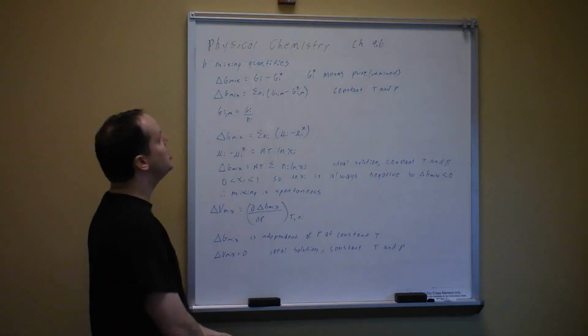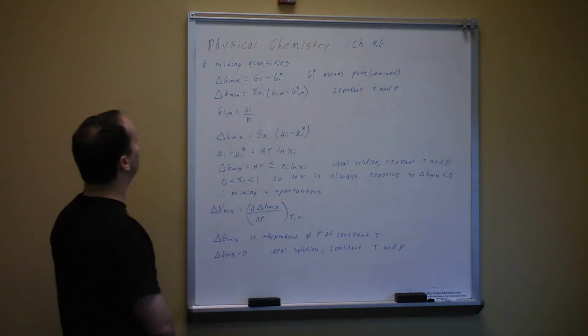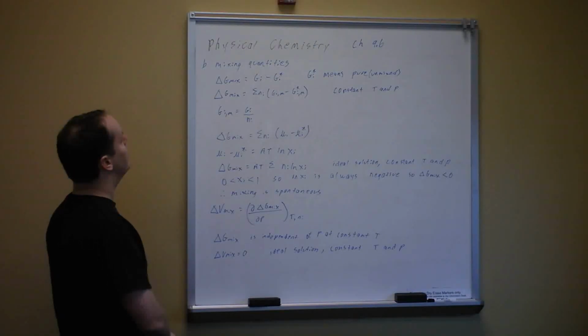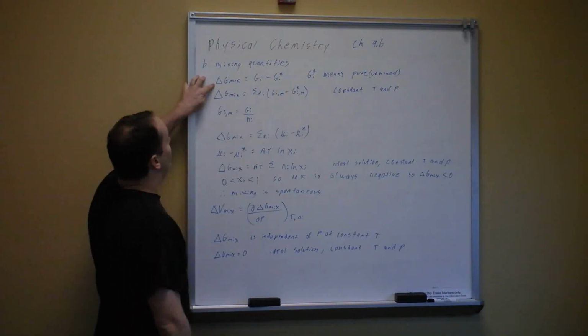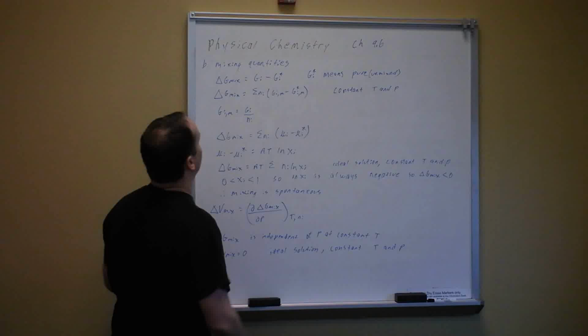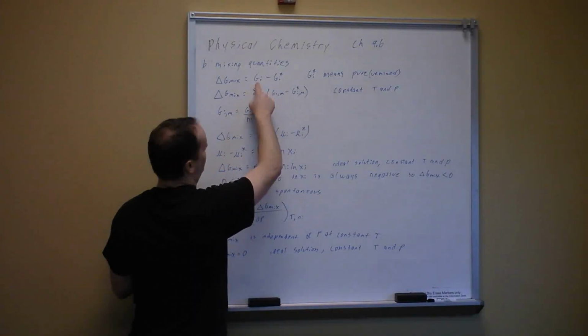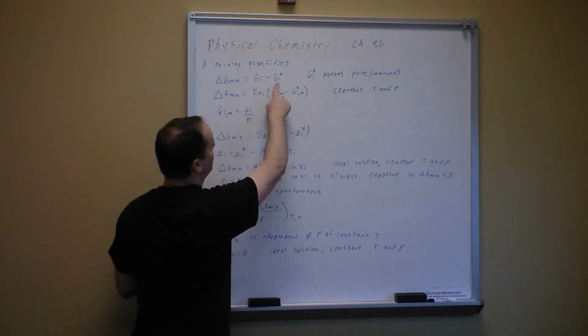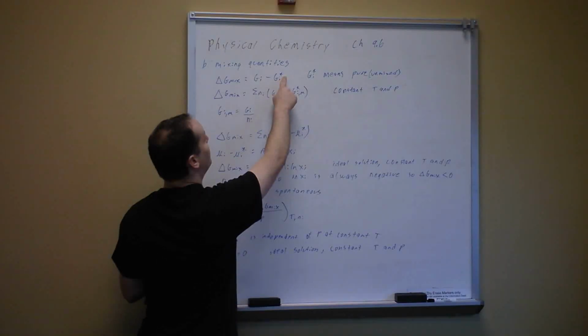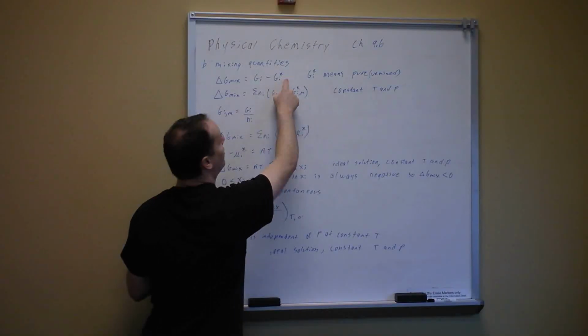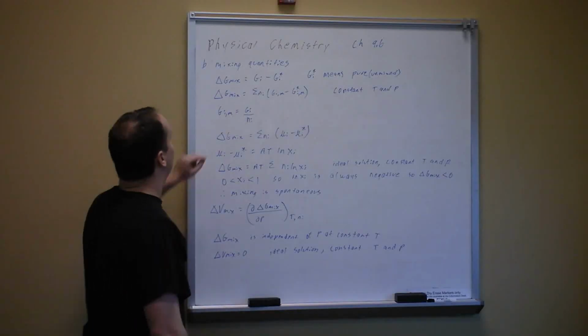We're in Physical Chemistry, Chapter 9, continuing Section 6 now. Now we're going to talk about mixing quantities. So let's say we have the change in Gibbs free energy for mixing. That's just the Gibbs free energy of substance i after mixing minus the Gibbs free energy of substance i star. And remember, the star means before mixing, the pure substance.